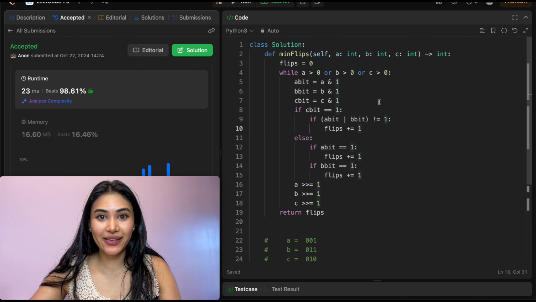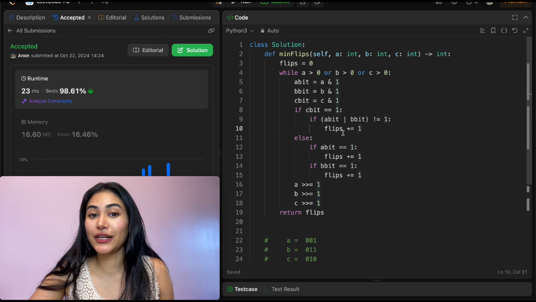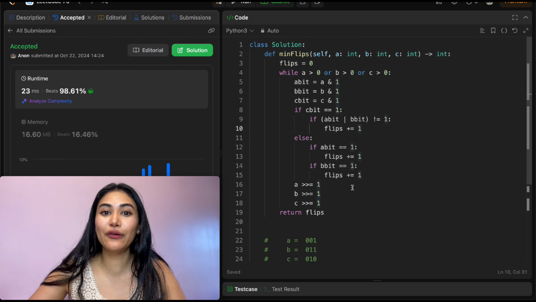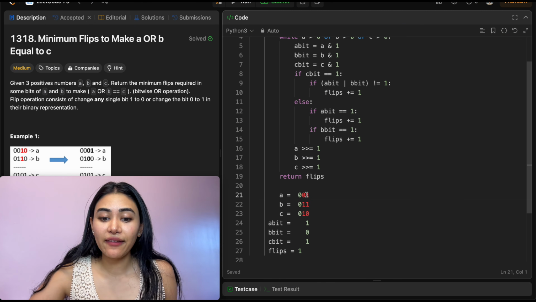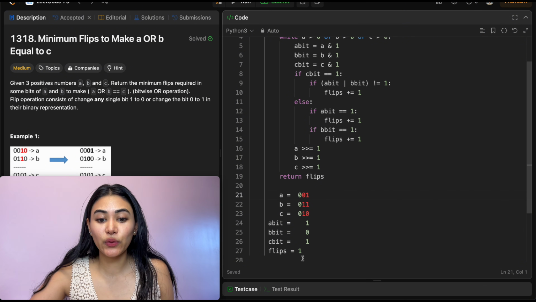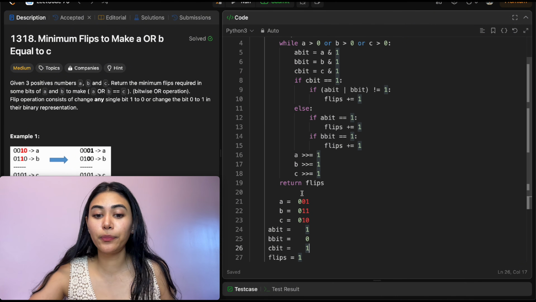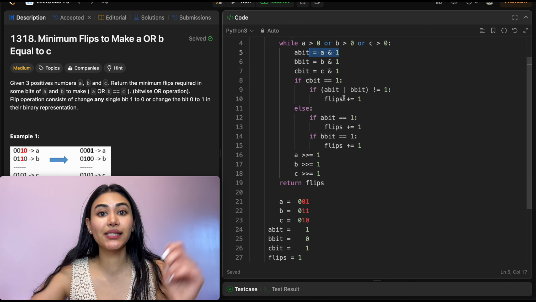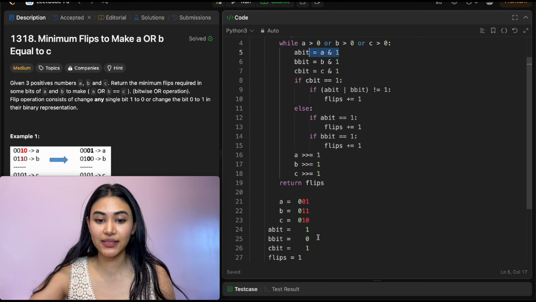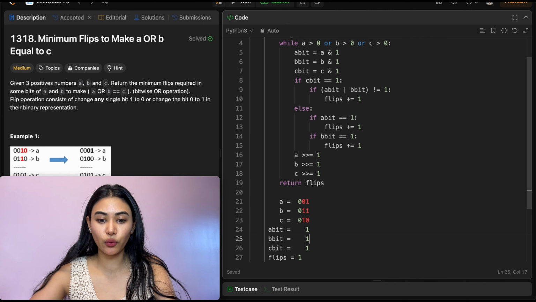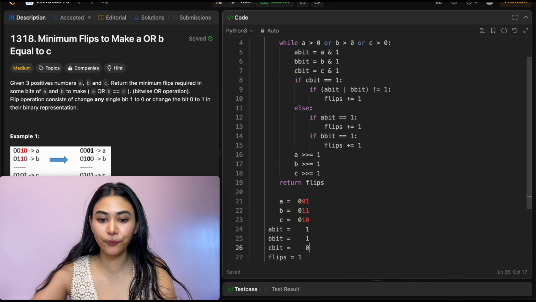And it is accepted. Now before leaving, let's complete our entire example walkthrough just to see how our code is going to run line by line. So we had left with right shifting everything in the end. We had 1 flip in total in our first iteration. So going back in this while loop, all of these are greater than 0. So we can go in there and we want to get the least significant bit for A, B, and C. So A is going to be 1, B is going to be 1, and C is going to be 0.